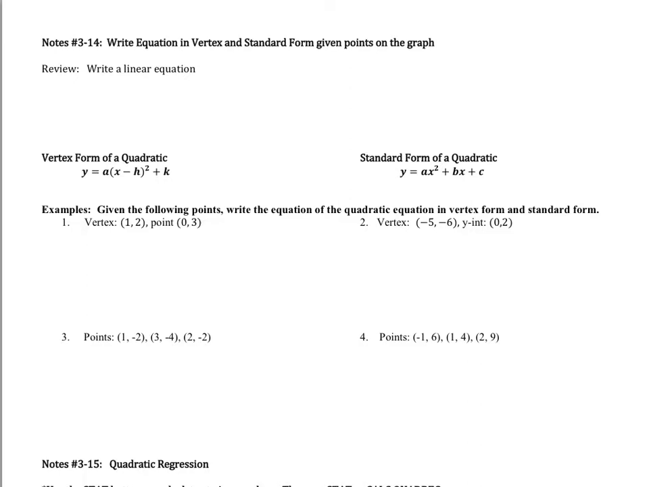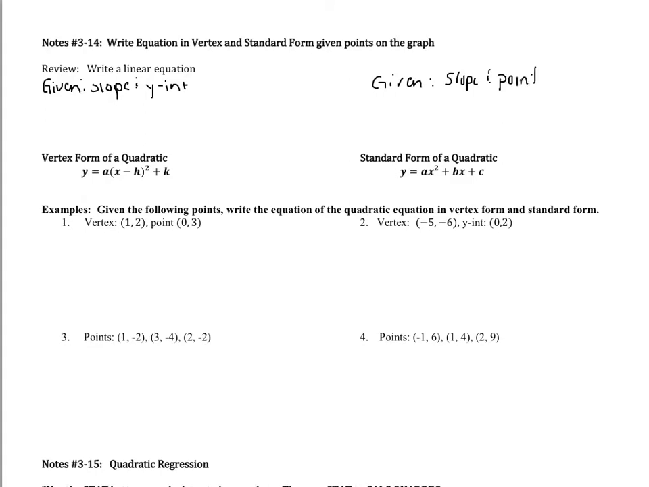So let's review. When we were writing the linear equation, we could write that if we were given a couple of pieces of information. If we were given the slope and the y-intercept, we could use slope-intercept form to write our equation. And then the other way is if we were given a slope and a point, we could write the equation.